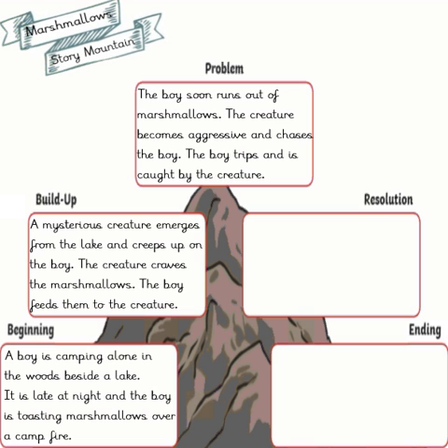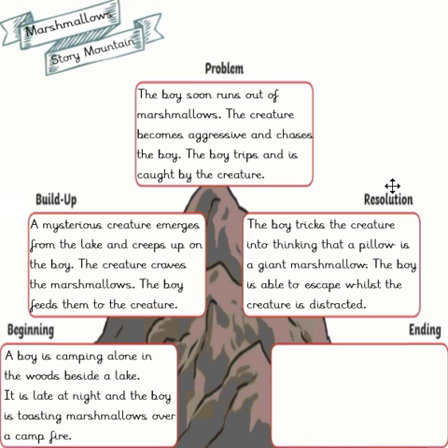Let's take a look at our story mountain. In our last paragraph, we introduced the problem of our character running out of marshmallows. The creature then became aggressive and chased our character. In today's paragraph, we'll need to talk about how our character tricks the creature into thinking that a pillow is a giant marshmallow, and how our character is then able to escape whilst the creature is distracted.